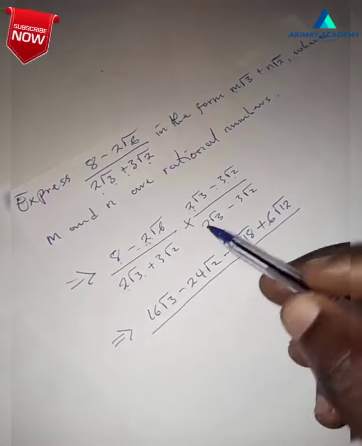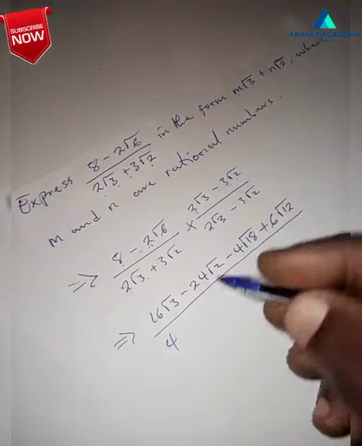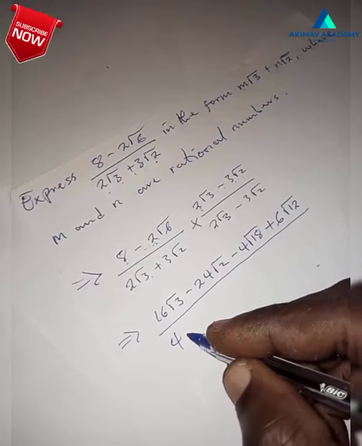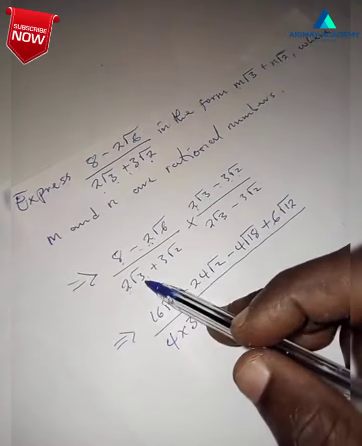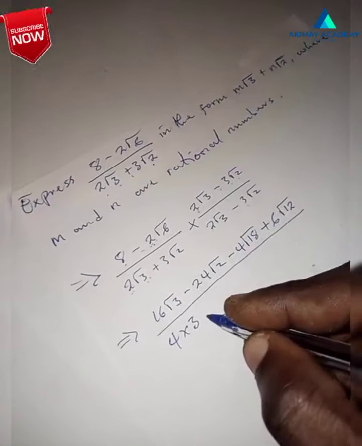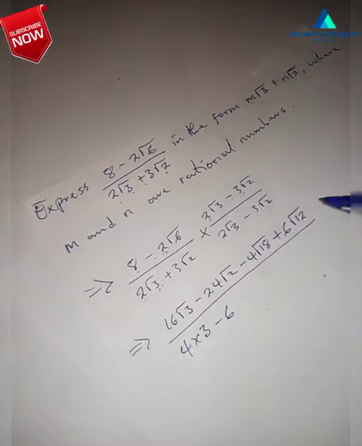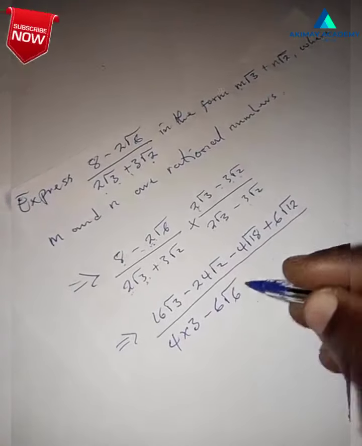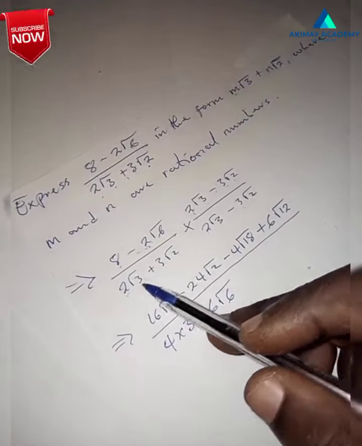2 root 3 times 2 root 3. 2 times 2 gives us 4. Root 3 times root 3 will give us a straight answer of 3. So 4 times 3 is 12. Then 2 root 3 times minus 3 root 2. So 2 times minus 3 will give us minus 6. Root 3 times root 2 will give us root 6. We are done with this side.